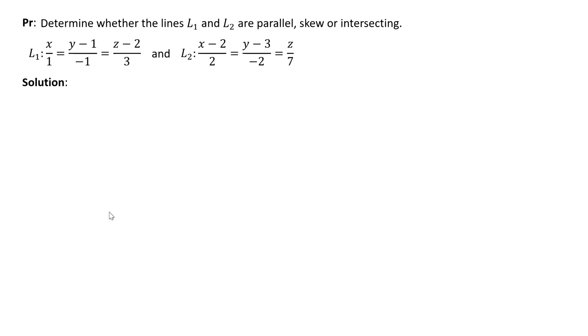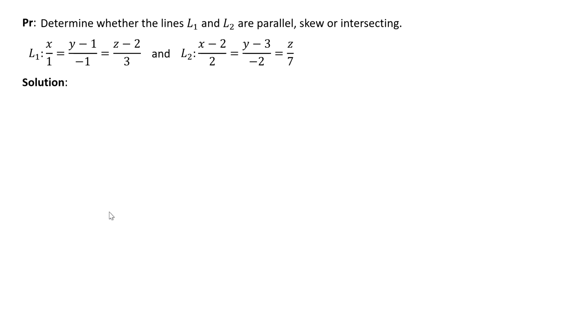What's up with this? Oh, okay. And next problem is determine whether the lines L1 and L2 are parallel, skew, or intersecting. Ah, this is a good one. This is very interesting.